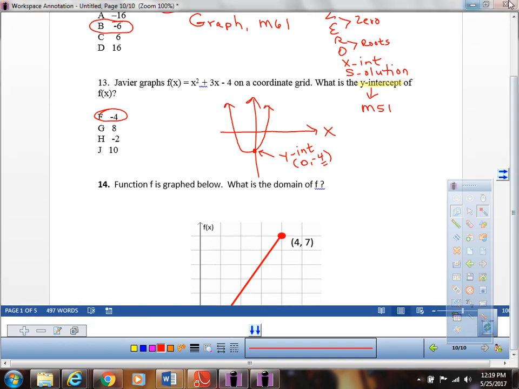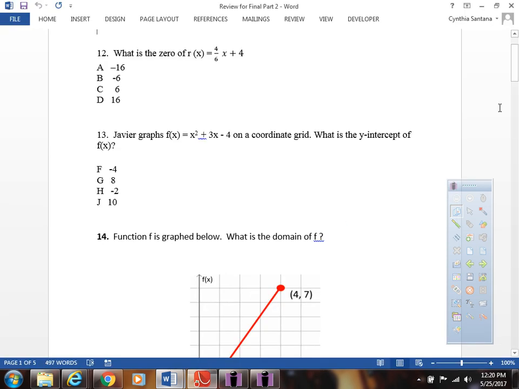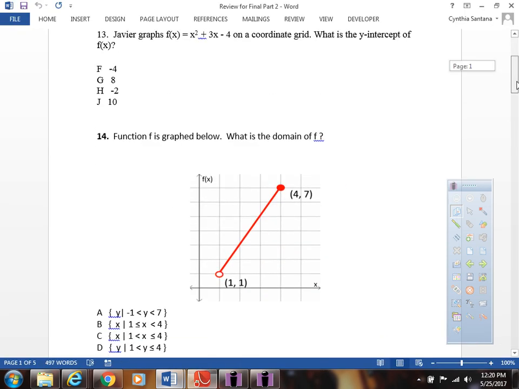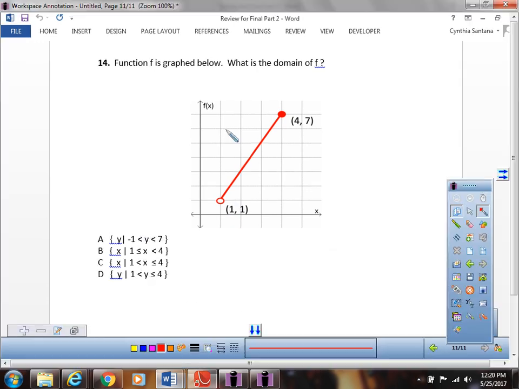Next one wants domain. What is domain again? The x. So all you got to do is look on the x-axis, okay? So you got to go to the numbers, right here on the x. Your picture goes from here all the way to here. And notice, this one is open, but this one is a closed circle. So we're looking for everything in between those two numbers. So it's between 1, 2, 3, 4, right?